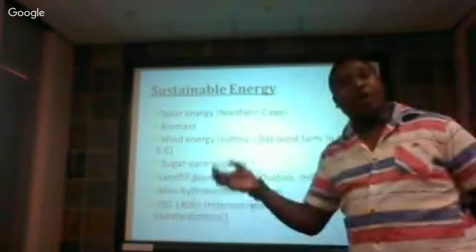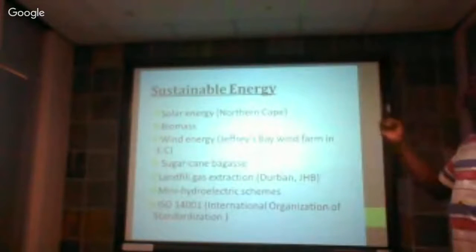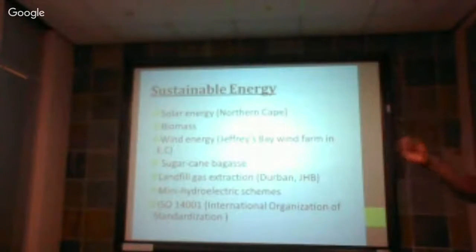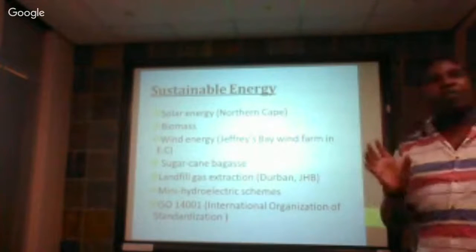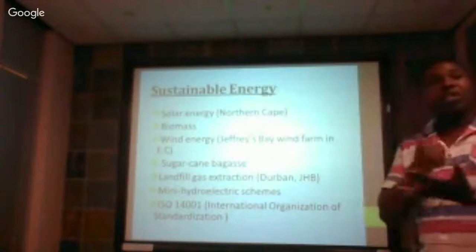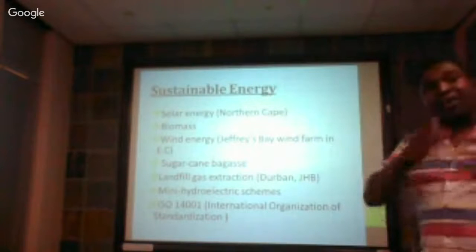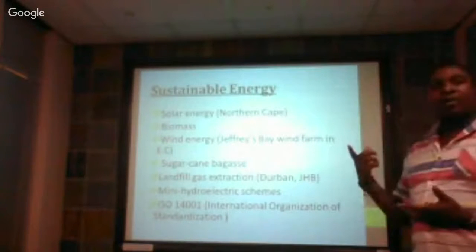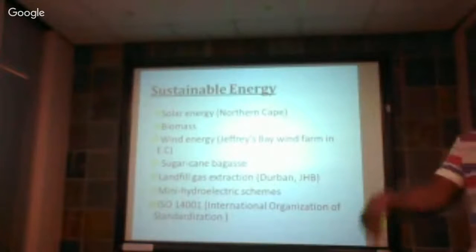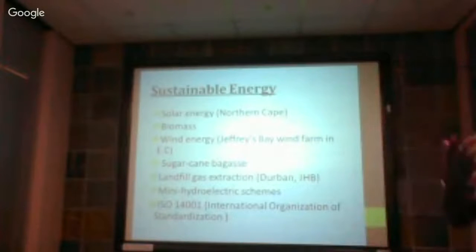Biomass is organic material; we can use waste to generate power. Then wind energy: we have wind farms in Jeffreys Bay, Eastern Cape. Then sugarcane bagasse is a way of generating power. We use the fiber left after crushing sugarcane to extract the sugar, and we can convert that fiber to power. Then we've got landfill gas extraction, extracting the gas that is found underground. We can say it is a sustainable way.